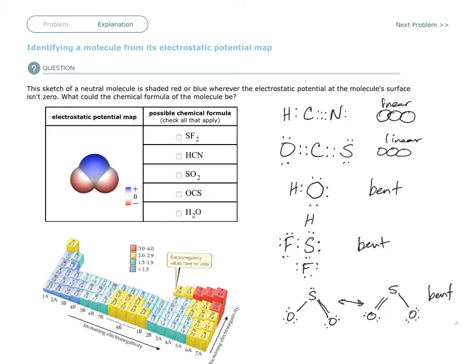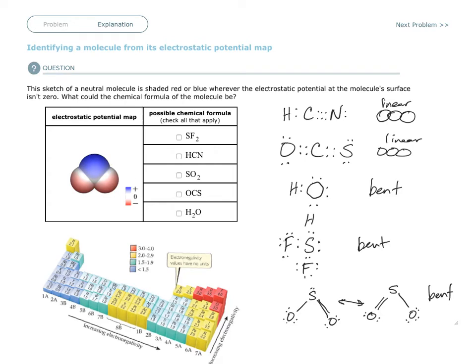When I'm up here with the carbon and hydrogen bond, well, that's just going to be a straight line bond. And then a triple bond here is always going to be a straight line, so this is going to be linear, so it can't be this one. This is a double bond, and this is a double bond, so this is a linear one. There's no bend there. Water is bent, so water is a possibility. The sulfur difluoride is a possibility, and the sulfur dioxide is a possibility. So you only have three possibilities.